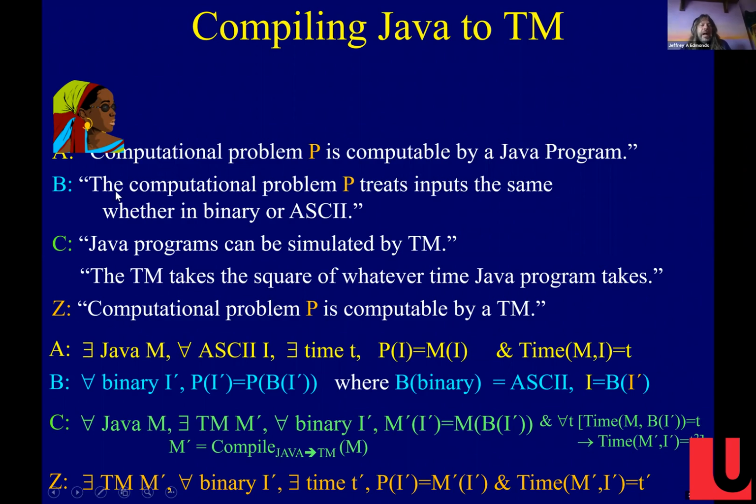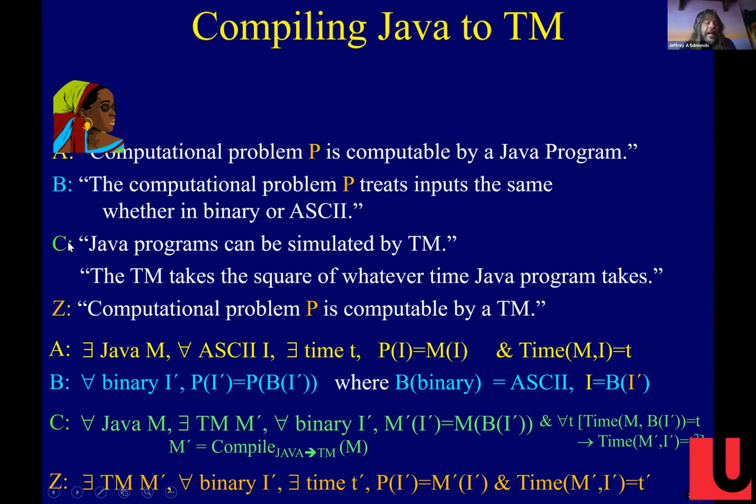B says, well, for problem P it doesn't matter whether the input is read in as binary or ASCII. And C says any Java program can be simulated by a Turing machine. The running time just might go up by a square. All right, so those are our four statements, and our goal is to prove that A implies B implies C.